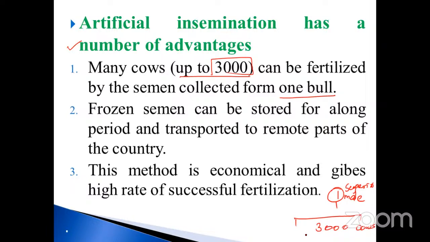1:3,000 cows. Imagine. So this is the first point: superior quality. We can transfer any cows that have the mature ability, we can easily transfer to the female reproductive part. As a result, we will obtain superior quality offspring. That is very, very important.